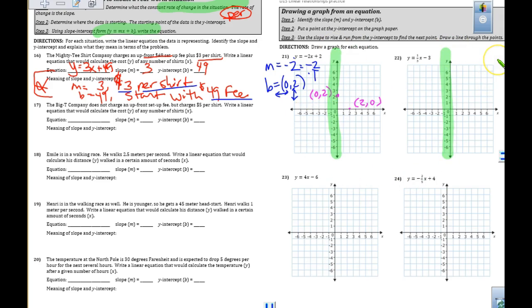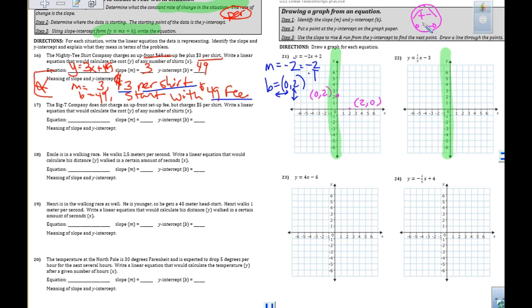So I start at 0, 2. Once I've started at 0, 2, I might draw that base to help me graph. Positive slope goes up. Negative slope goes down. If it's a 0 slope, it's going to be a horizontal line.